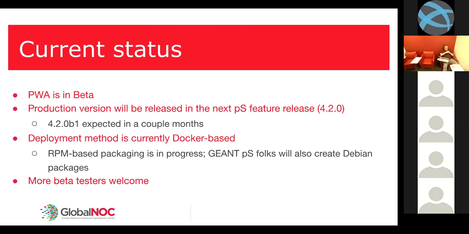So the status of PWA right now is it's still in beta, but the production version is going to be released in the next perfSONAR feature release, which will be 4.2.0. 4.2.0 beta 1 is going to be coming in a couple months probably. Currently, the deployment model of this is Docker-based. We're actively in the process of getting RPM packaging working, and that's partially working right now, but it still needs a bit of work. And the Xeon perfSONAR people are going to be creating Debian packages as well. So deployment on this will be a lot easier by the time this is released.